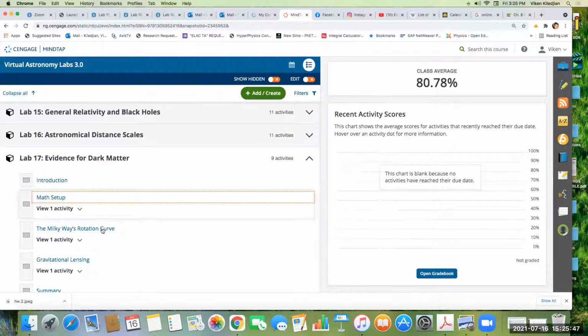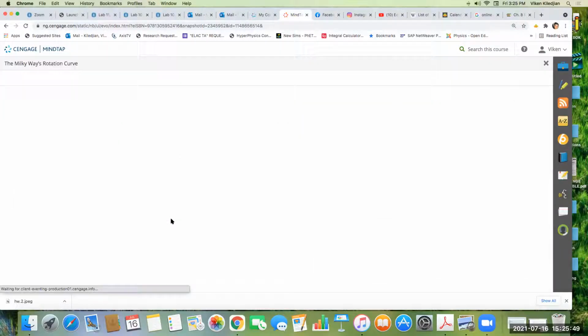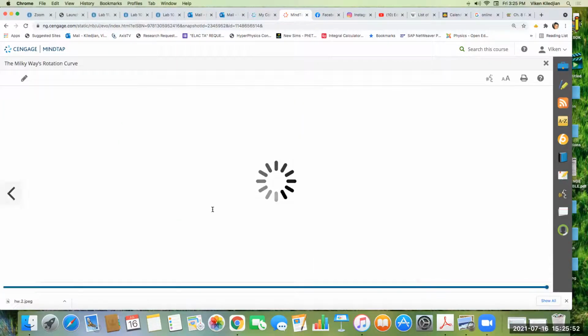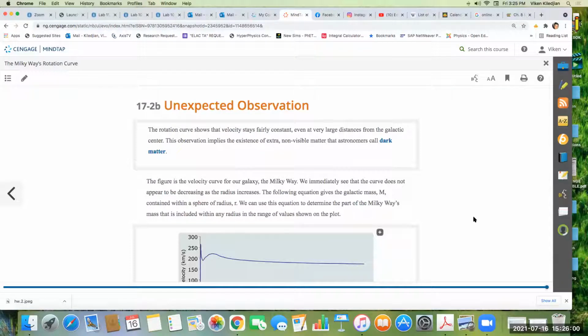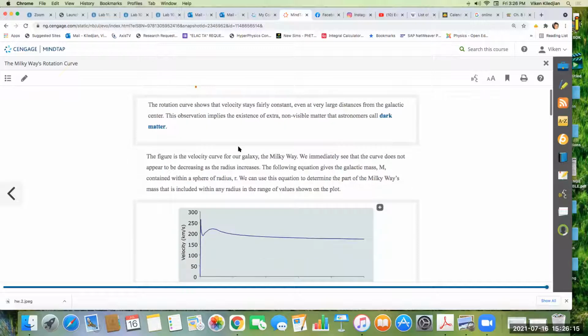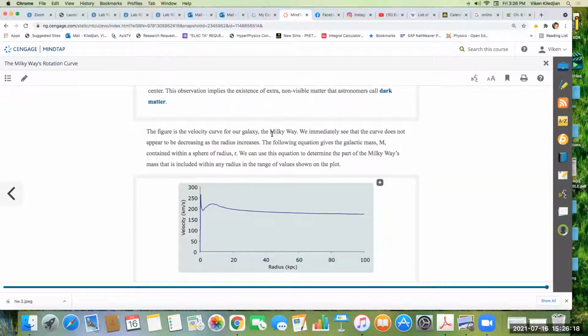Okay, then Milky Way's rotation curve. The rotation curve shows that velocity stays fairly constant, even at very large distances from the galactic center. This observation implies the existence of extra non-visible matter that astronomers call dark matter. This figure is the velocity curve for our galaxy, the Milky Way. We immediately see that the curve does not appear to be decreasing as the radius increases.